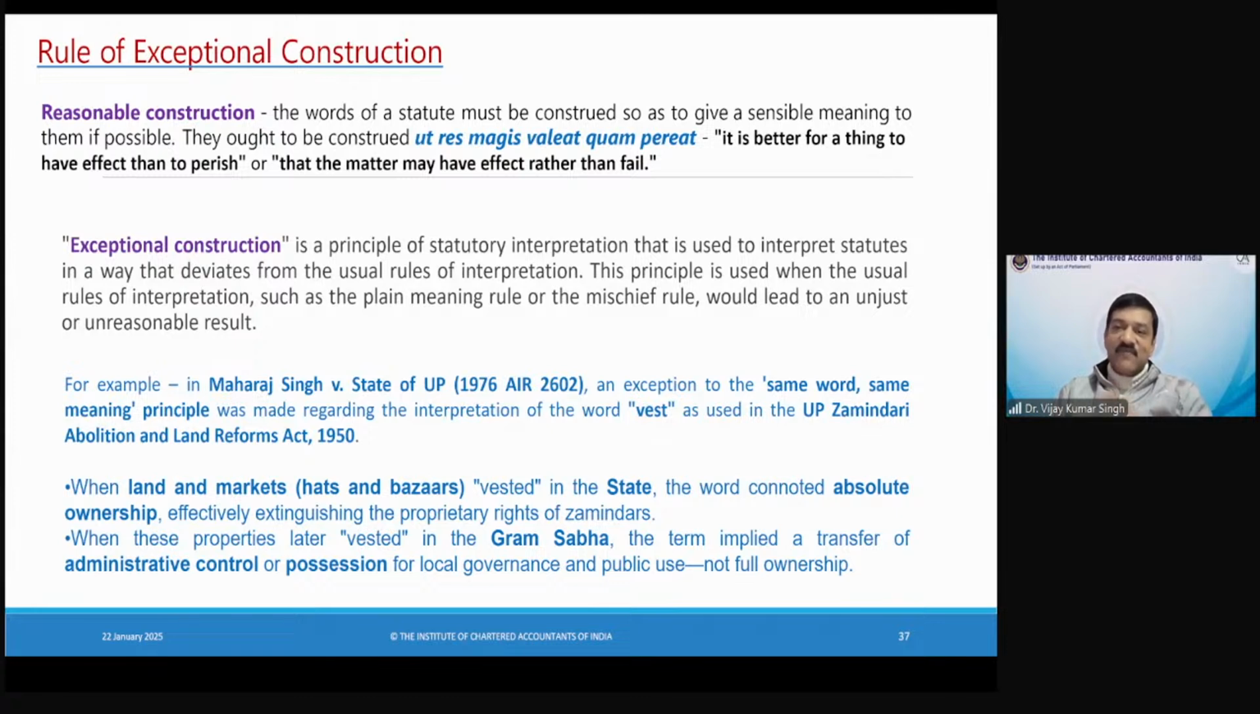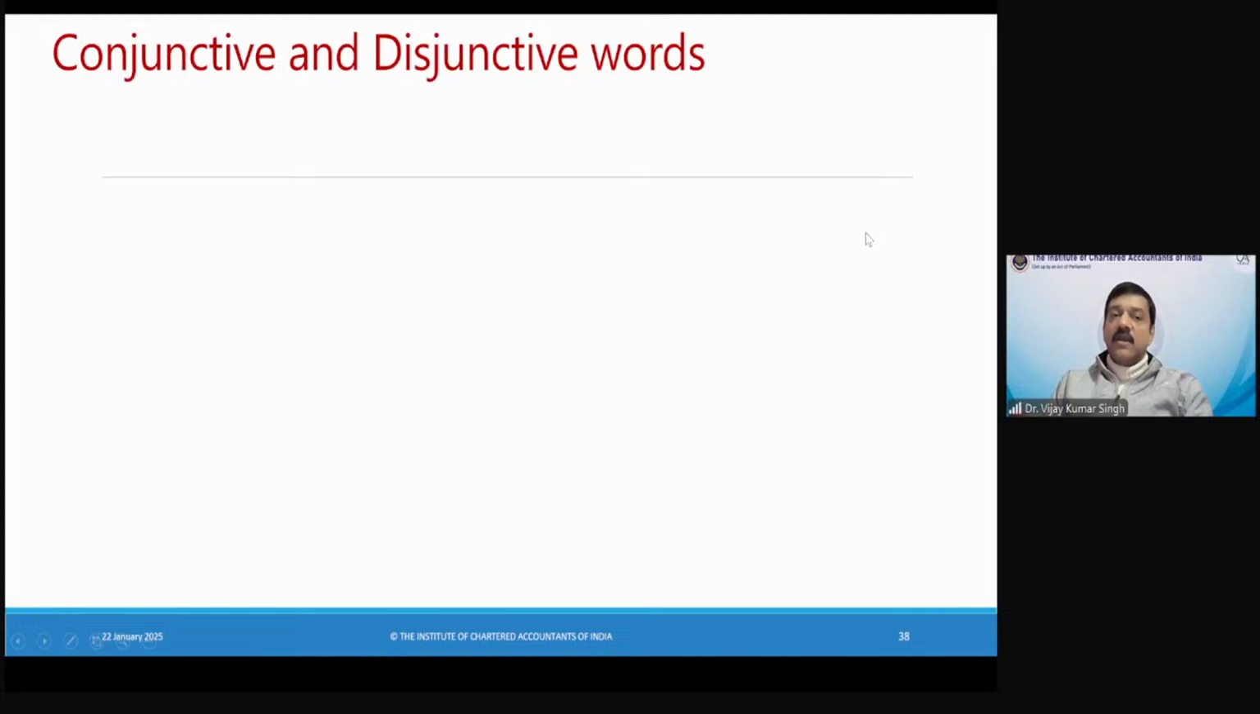So you see the same word vest, when it was read with state, meant full ownership. When it was read with Gram Sabha, it was only for usage. It was not full ownership. So the Gram Sabha cannot sell that particular land or give it to somebody. Okay. I hope you are able to understand this distinction. This is an exceptional construction where the same word in the statute gives different meanings by way of construction. Now let us talk about another important rule, and that is called conjunctive and disjunctive words.